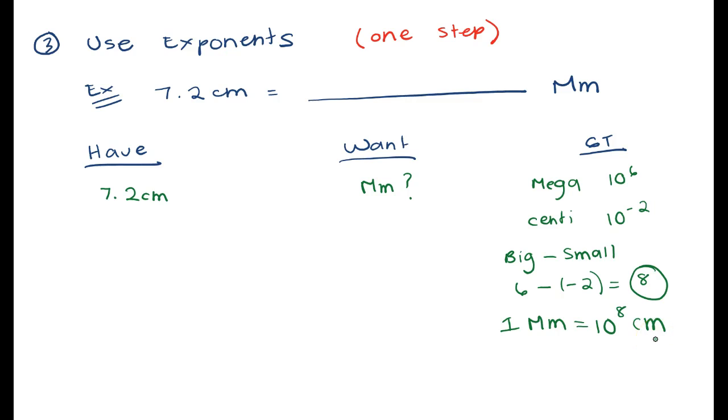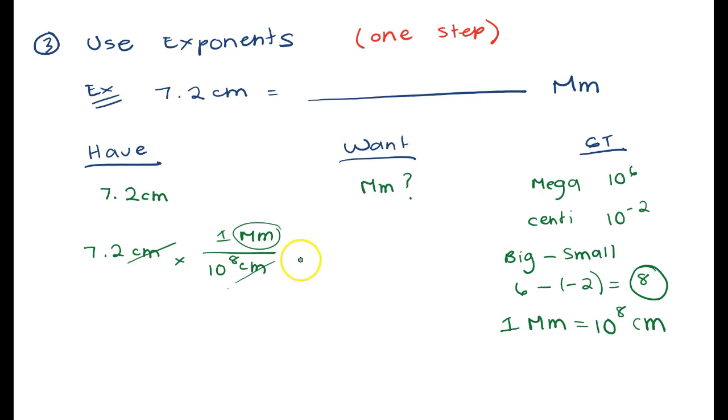Okay, now I have a direct conversion to go from centimeters to megameters. Let's see how we set that up. I'm going to start with 7.2 centimeters again. Since I start with centimeters, I want centimeters on the bottom to make it cross cancel. I have 10 to the 8 centimeters for every 1 megameter. So our centimeters will cross cancel.